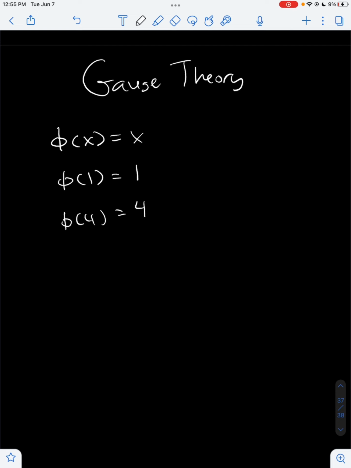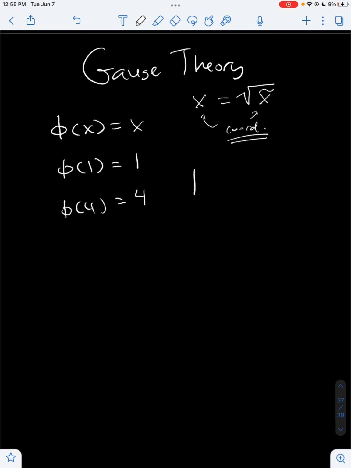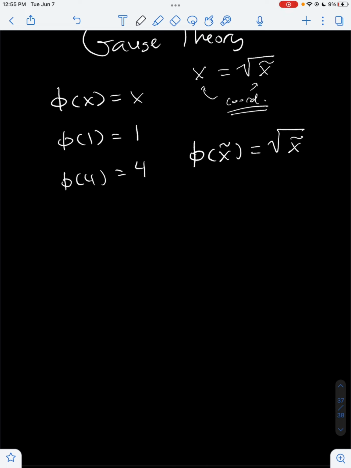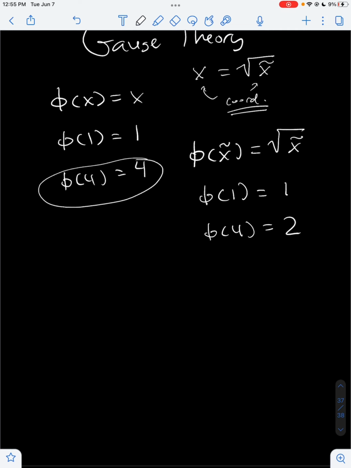Say we have some new coordinate transformation where x equals the square root of x tilde. So what we have here is a coordinate transformation between two variables, x and x tilde. This means that phi of x tilde is going to be equal to the square root of x tilde. This means that phi of 1 is still going to be equal to 1, but phi of 4 is going to be equal to 2. So our value for phi of 4 changes depending on the coordinates that we choose to use. Keep this in mind.